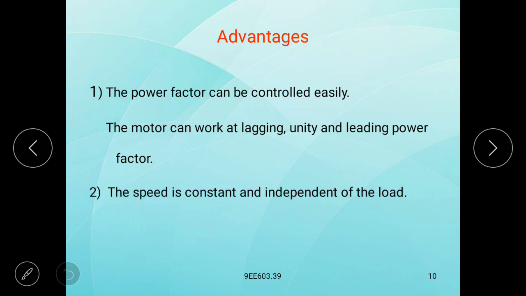The speed is constant for synchronous motor and it is independent of the load.